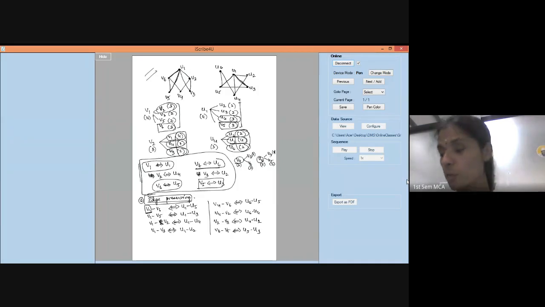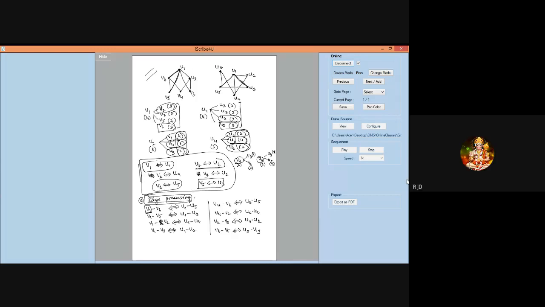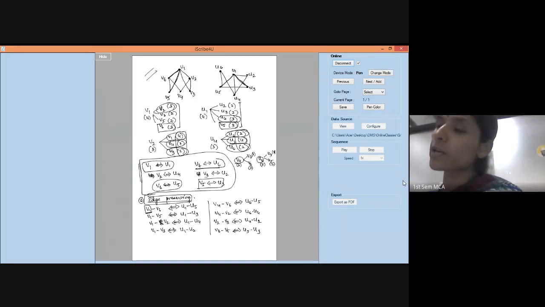Which is the last property that you have to check now? Adjacency, ma'am. Adjacency matrix. Quickly write down the adjacency matrix and tell me.